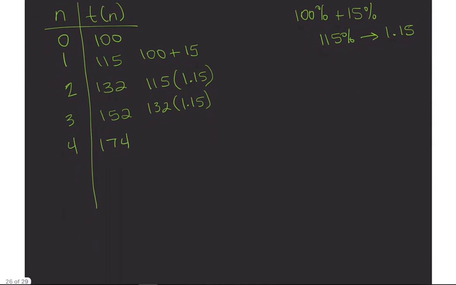So on these ones, because our multiplier, what are we multiplying each time? Yeah. So that common multiplier is that 1.15. So since we're multiplying to get from one term to the next, we know that it is geometric. Yep.